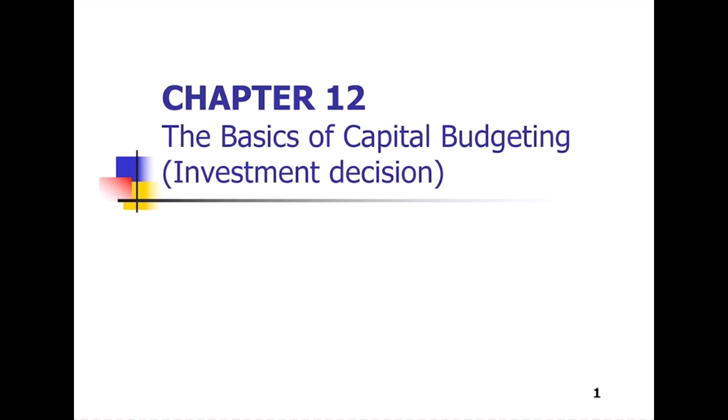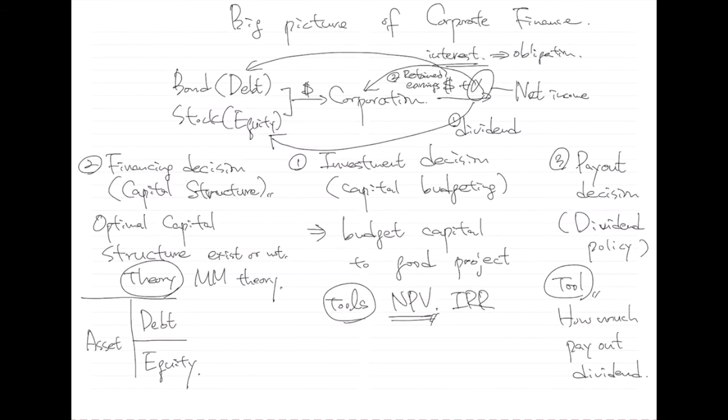Hello everyone. Today we are going to run chapter 12, the basics of capital budgeting. We also call this the investment decision. In the previous lecture I showed some overview of corporate finance. So today's lecture is the investment decision. It is about budgeting capital to good projects. We will learn some tools, for example NPV or IRR.